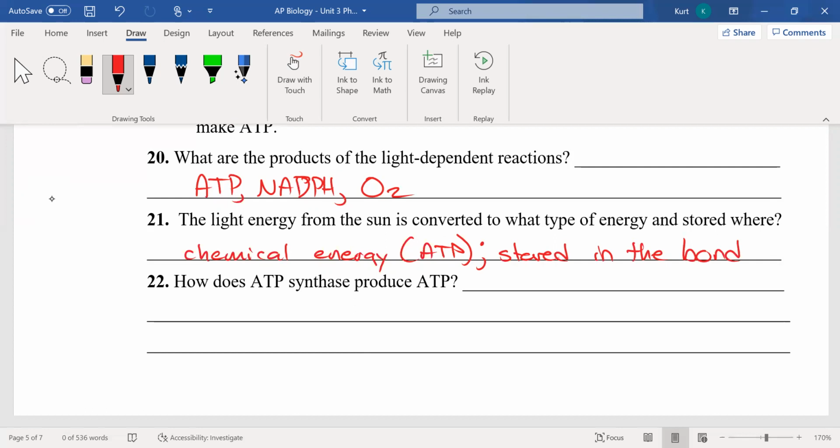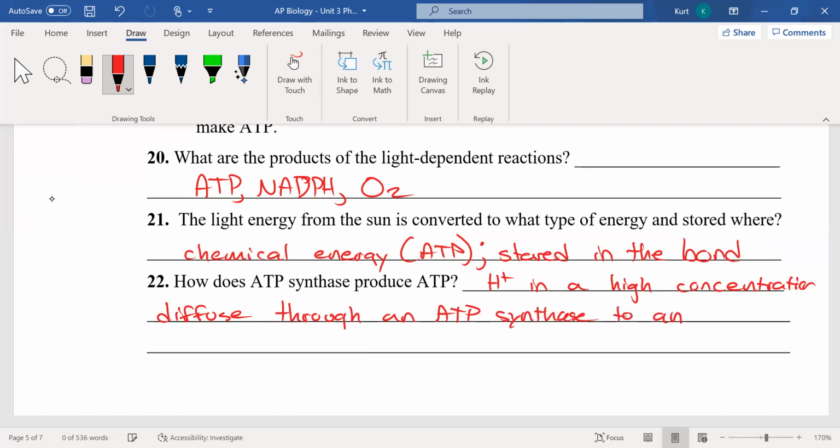How does ATP synthase produce ATP? Okay, you have 3 lines here. You're going to need them. Hydrogen ions in a high concentration diffuse through an ATP synthase to an area of low concentration. You guys remember the CH word for the production of ATP? Chemiosmosis. What is the form of chemiosmosis where ATP synthase is used? Oxidative phosphorylation.